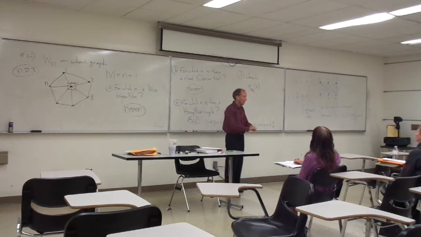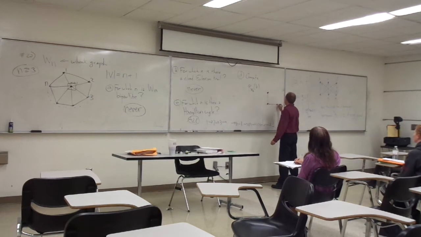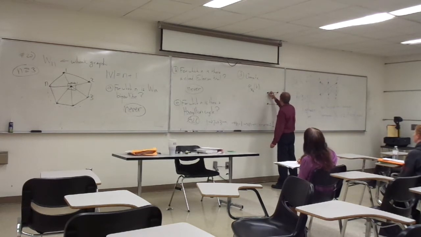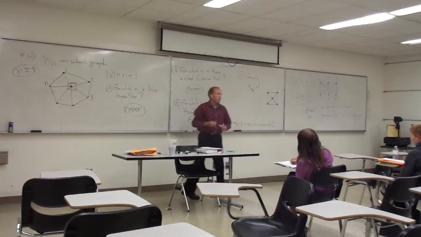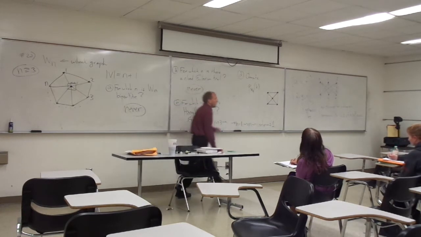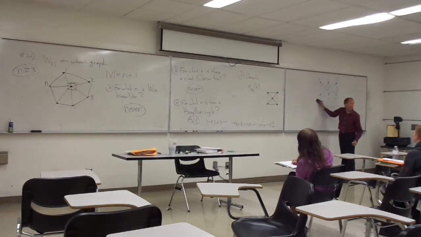Alright, so we're going to specifically work with this graph here. 4 vertices around the outside and 1 vertex in the center. That's my W4 graph. So what I'm talking about here is the chromatic polynomial. Okay?